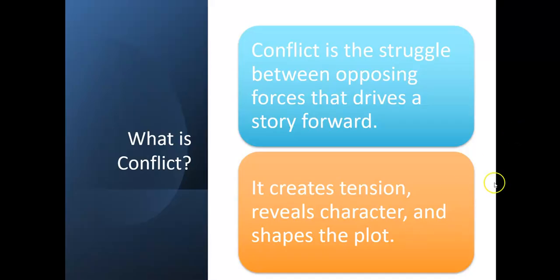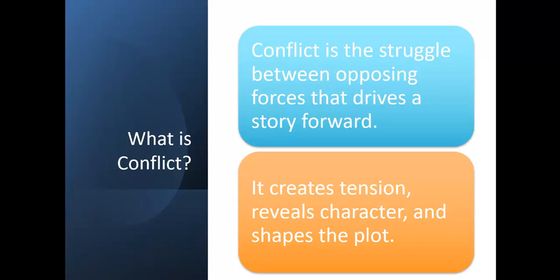So what is conflict? Let's have a look at that. Conflict is the struggle between opposing forces that drives a story forward. So think about protagonist and antagonist. You've probably heard of those in general, but not always. The protagonist is the person or entity that is seeking the end goal. There's some goal that they're trying to achieve, and the antagonist is the one pushing back against that, putting obstacles in the way and trying to stop that person or entity from achieving their goals.